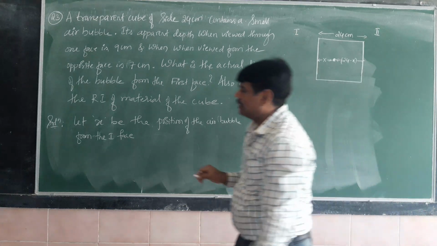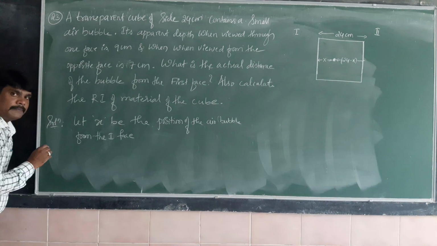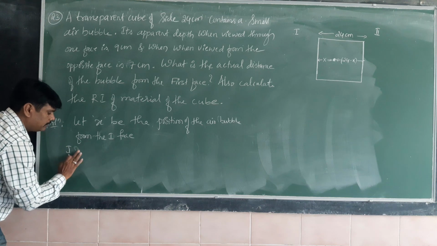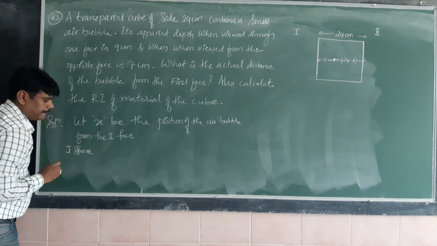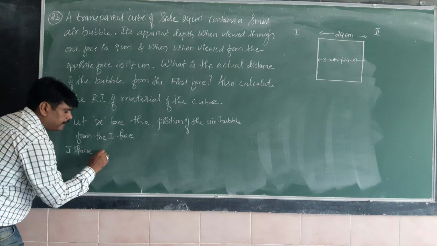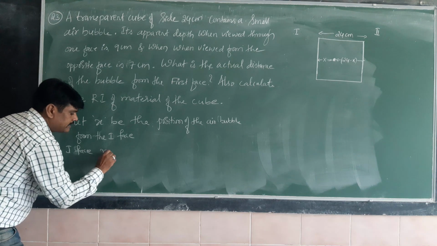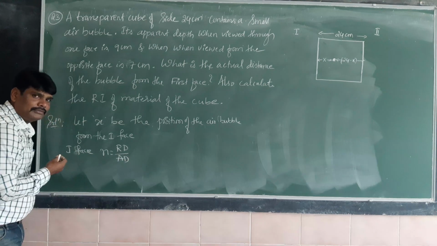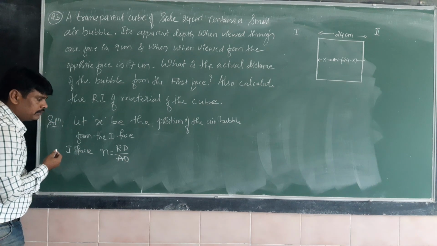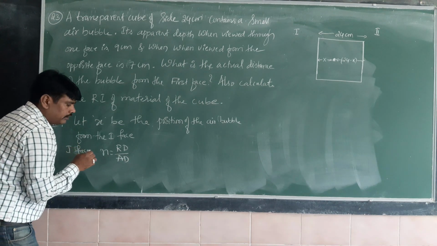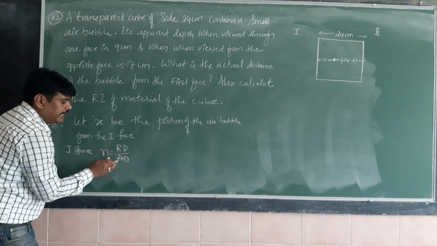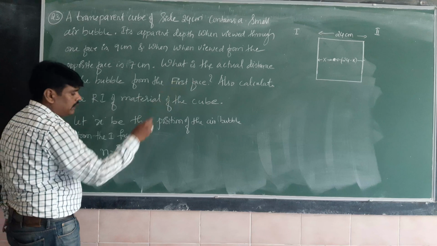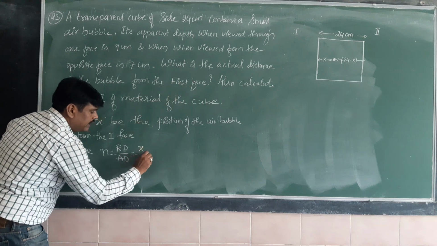So I will consider first surface refraction. Normal refraction by the first surface or first phase. In the first phase, refractive index formula n is equal to real depth divided by apparent depth. So this is the formula we have to take. RD stands for real depth, AD stands for apparent depth. So what is the value of real depth here? Real depth is x and apparent depth.